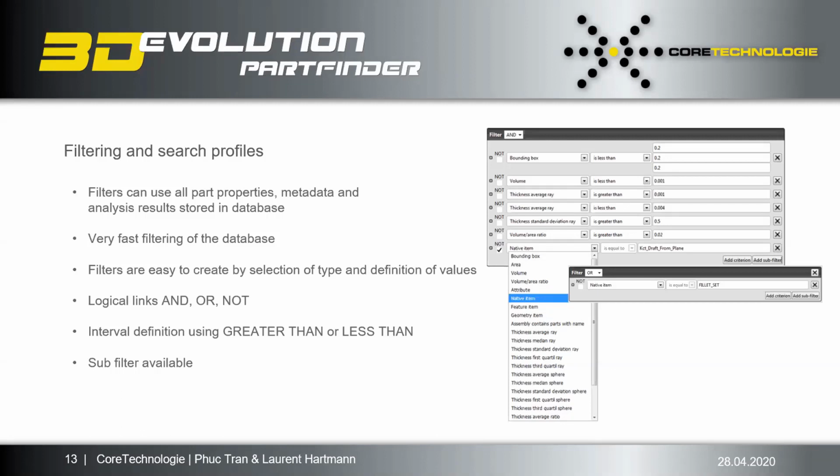Here in this case, I would like only to say there are a lot of criteria which can be used, based on the part properties, metadata, or based on the analysis results. That means here the thickness average rate should be greater than, but it should be less than. So you can use and, or, not logical links and interval definitions, like greater than and less than. So we have a range of values that can be used. And this is what we will use afterwards.